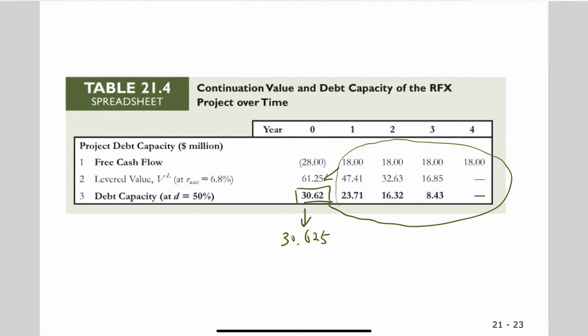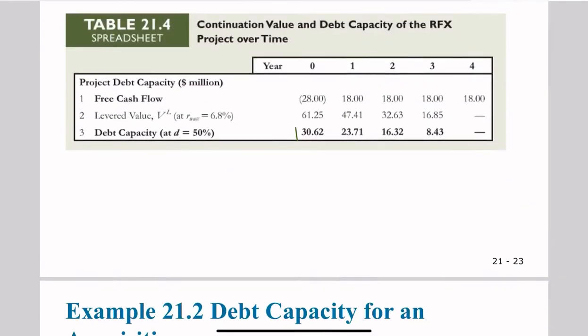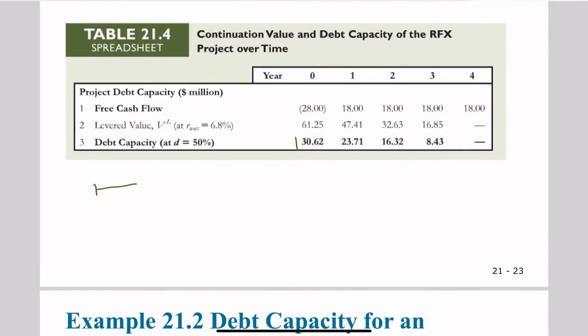Well, you can see that this is not hard. What you will do is find out the firm's levered value at each date, and then use this levered value at each date to find out the firm's debt capacity at each date. So let's see how this works. Again, you want to use this timeline because it really makes things easier to understand. Let me draw a larger timeline.